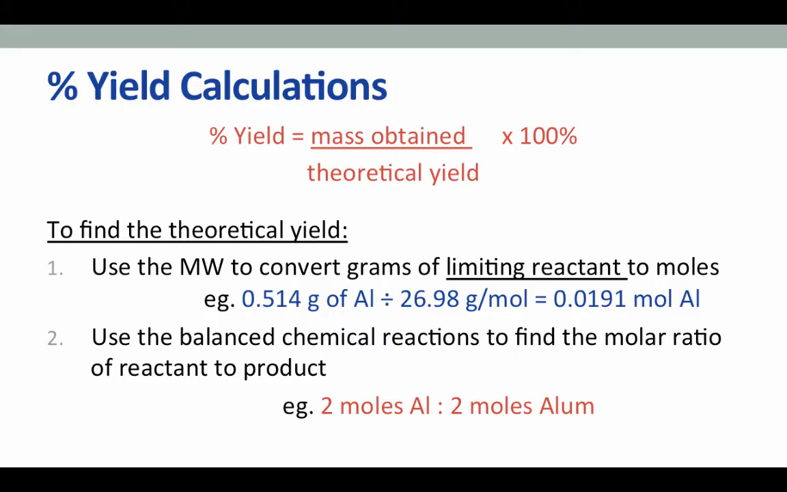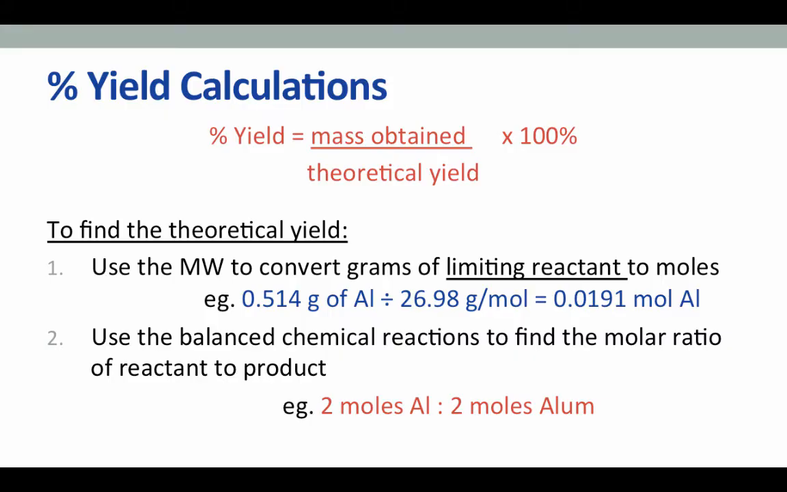This would mean that in your reaction, you added a total of 0.0191 moles of aluminum. Because we balanced our reactions, we know that 2 moles of aluminum should be able to generate 2 moles of alum if all of the aluminum is consumed. So we use that balanced chemical reaction to find this 2:2 molar ratio to figure out how many moles of alum we could generate.